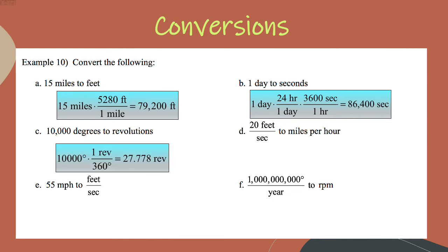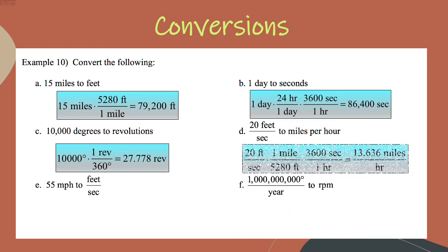C changes 10,000 degrees to revolutions. This is the variable theta. So we multiply our 10,000 by 1 revolution over 360 degrees. The degrees cancel, and we're left with 27.778 revolutions.